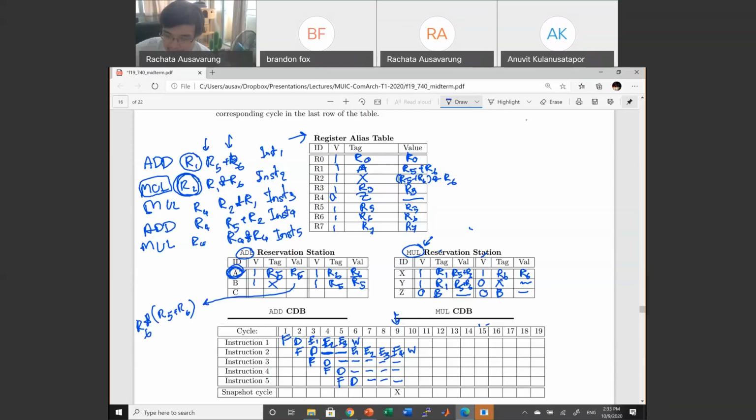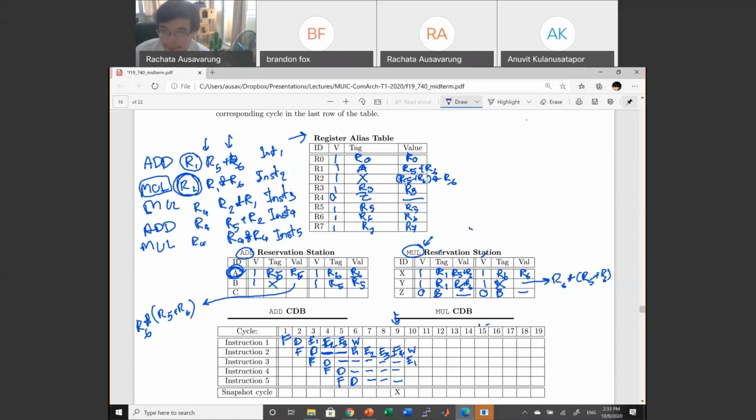You can now execute instruction 3, E1, right? Because the reason behind this is instruction 3 is a second multiply. Second multiply needs X, but now you have X. So you update here as well, right? Valid X. This is going to be R6 multiplied by R5 plus R6.